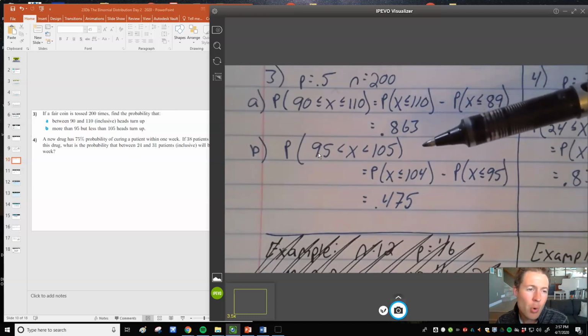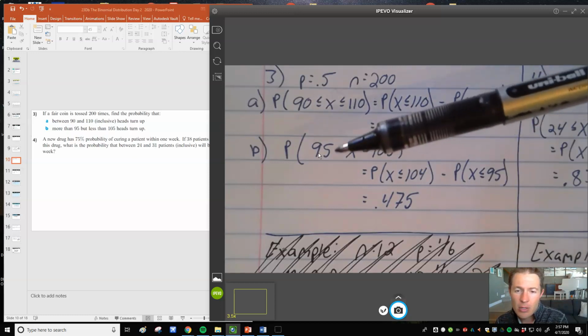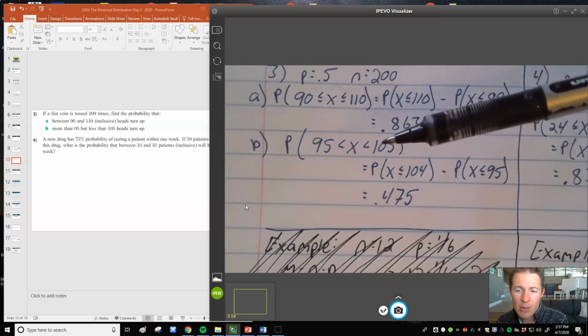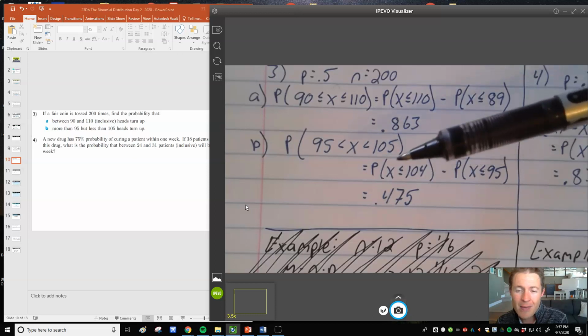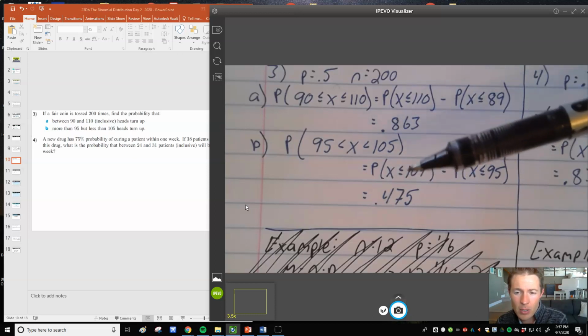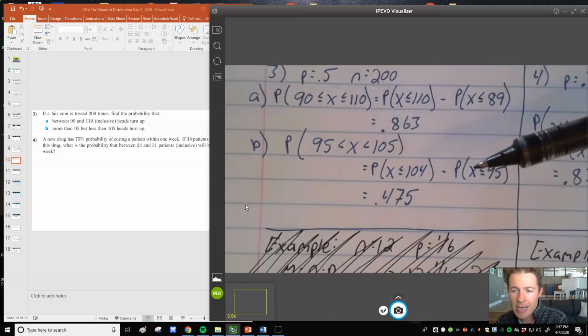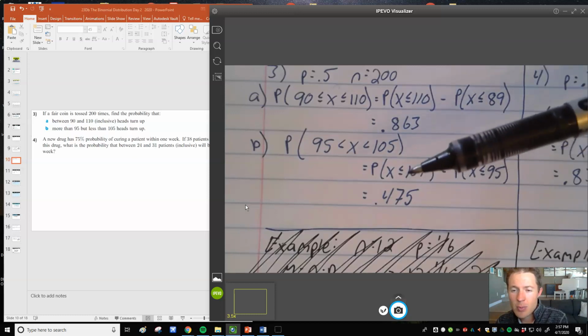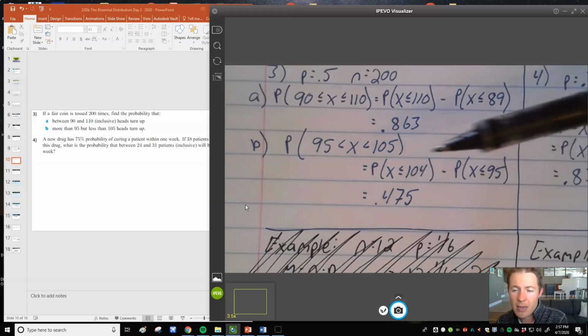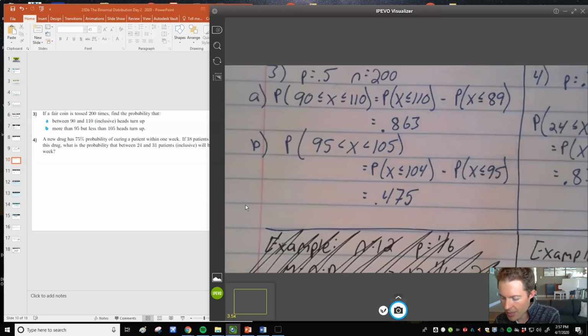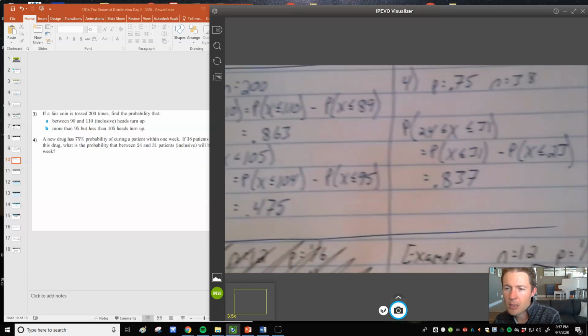Next question, more than 95 but less than 105. So it can't equal 95, it can't equal 105. Here's our question. Now since it can't equal 105, what I want to include is 104. I want to find all the probabilities less than 104. But I want to take away this bottom portion, and the bottom portion that we're going to cut out is everything less than 95. So the probability of x is less than or equal to 104, which is CDF, and you should get there.